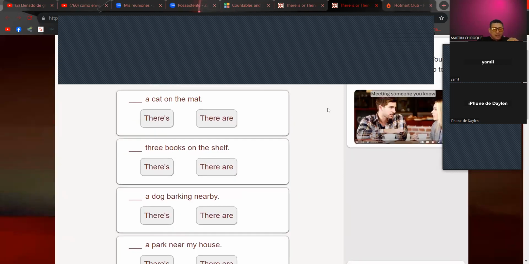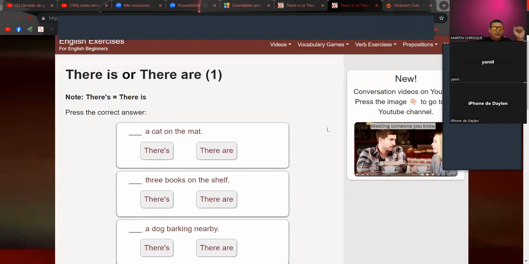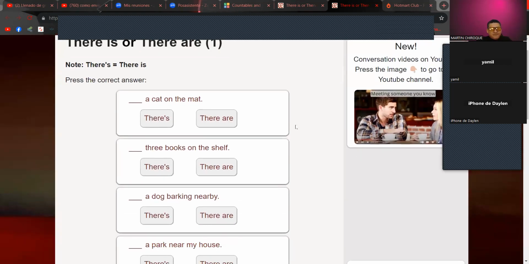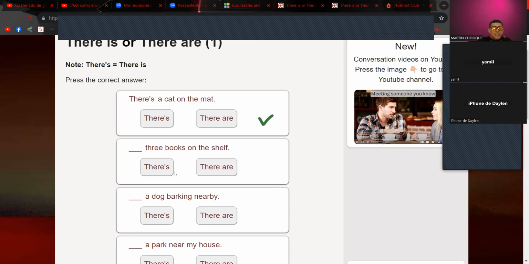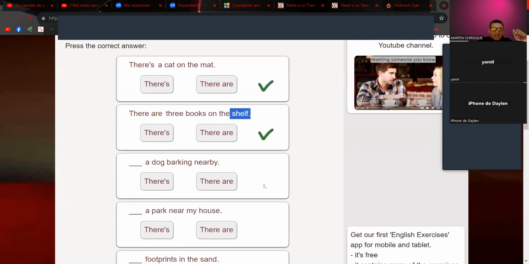For example, you say here, let me think here, a cat on the mat, en la alfombra, on encima. You have to say there is or there are cats on the mat. There is. There is, right? Very good. Three books on the shelf. En el estante. There are. Sí, eso es, mis alumnos. No piensen en inglés. Díganlo en automático. Vamos.